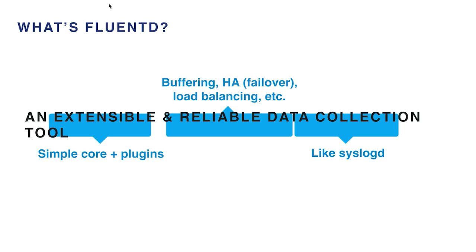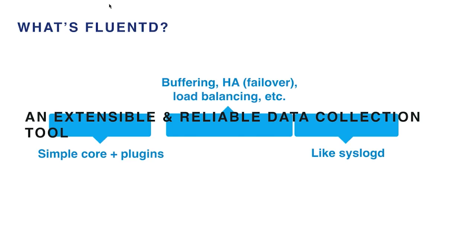When I say it's reliable, I mean that among other things, it has buffering, high availability failover, and load balancing built into the core. What you don't have to do is rely on an external message queue to ensure reliability and robustness. Finally, Fluentd is designed to collect data from a potentially infinite number of places. In that sense, you can argue its similarity to syslogd, except that Fluentd is far more configurable, flexible, and versatile.